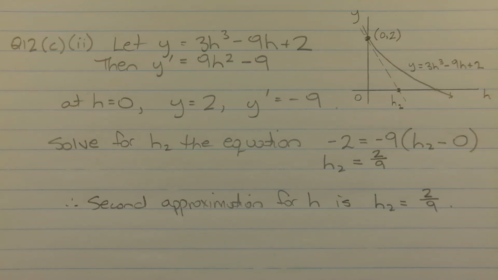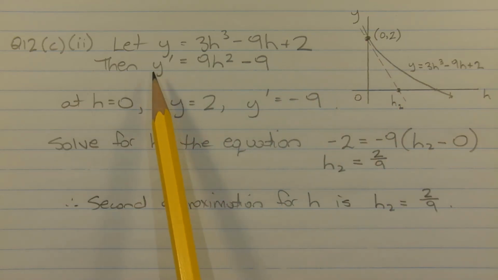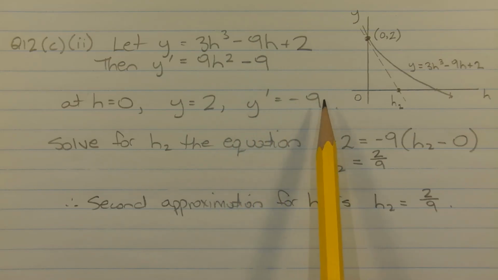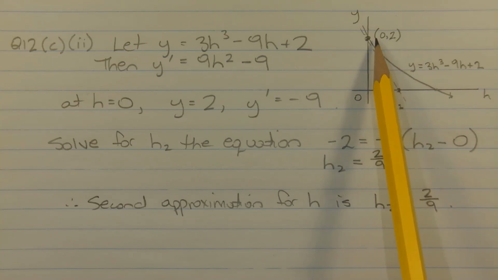Also, we need the value of the function where h is equal to 0 in order to use the point gradient formula, and we're going to need that a little bit later on. So at h equals 0, which corresponds to our first approximation, y is equal to 2, and y dash is equal to negative 9. And we get that by substituting 0 for h here and here to get our value of y. Now this corresponds to the y-intercept of the function as well. Now y dash is equal to negative 9 when h is equal to 0, and this corresponds to the gradient of the tangent at the point 0, 2.